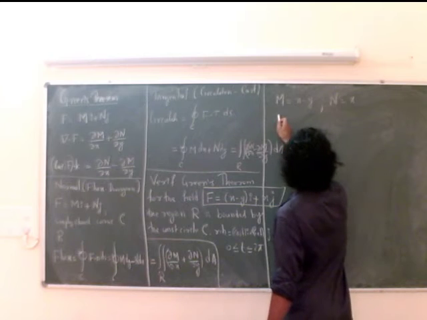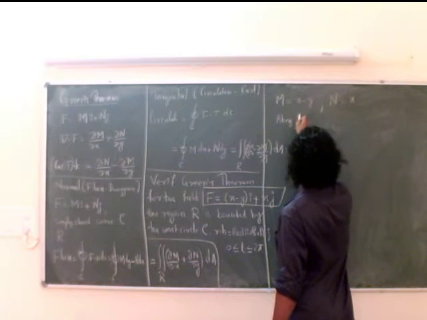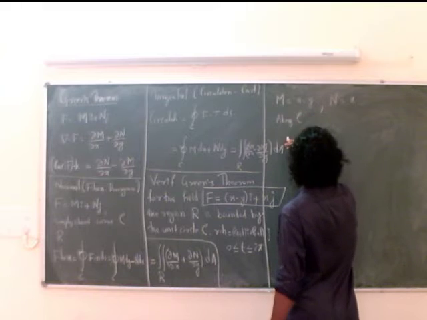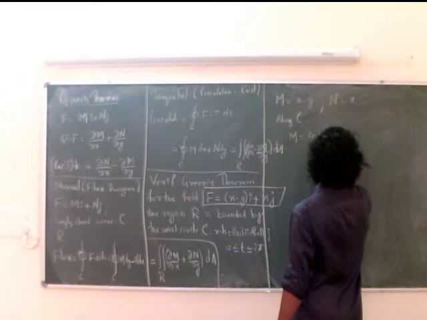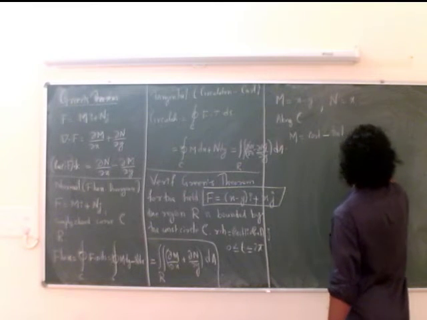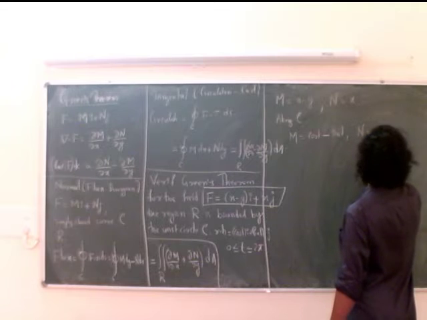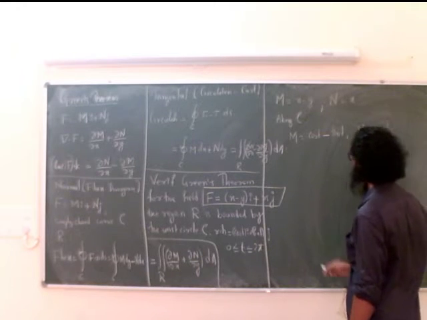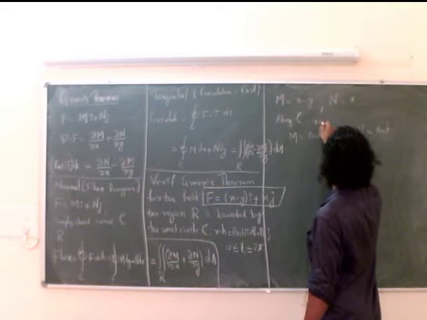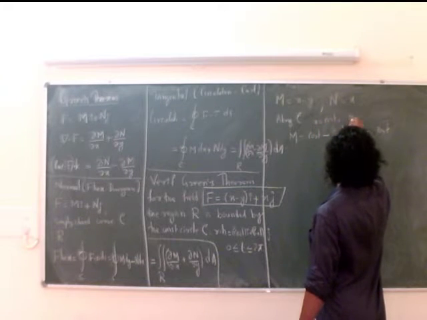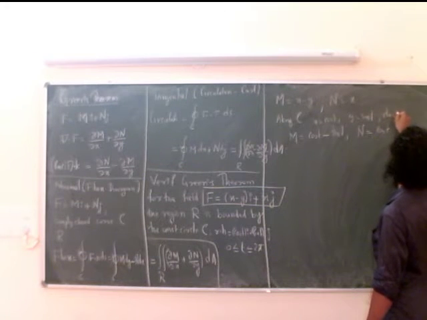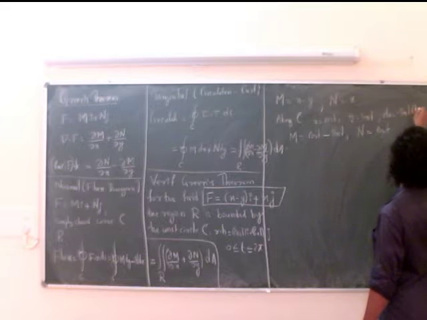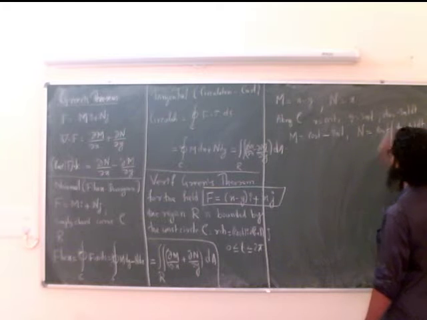So on C I have M is equal to cos t minus sin t, N is equal to cos t, because I have x is equal to cos t and y is equal to sin t. Therefore, I have dx is equal to minus sin t dt and dy is equal to cos t dt.